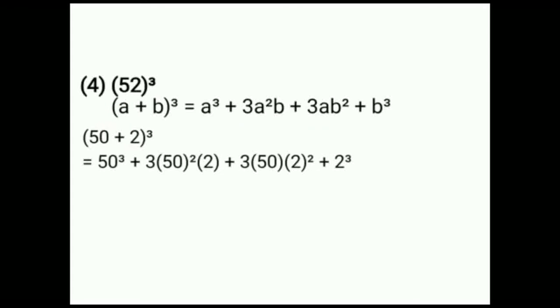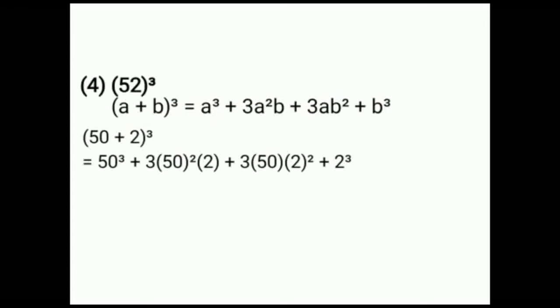That is 50³ + 3 into 50² into 2 + 3 into 50 into 2² + 2³. In place of a³, I wrote 50³. In place of 3a²b, I wrote 3 into 50² into 2. In place of 3ab², I wrote 3 into 50 into 2². In place of b³, I wrote 2³.